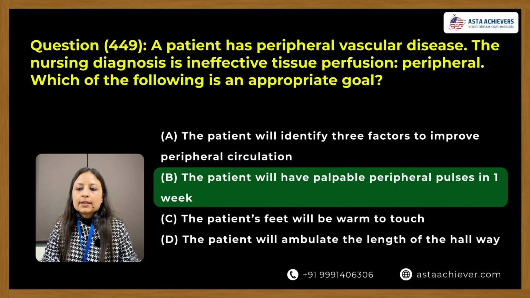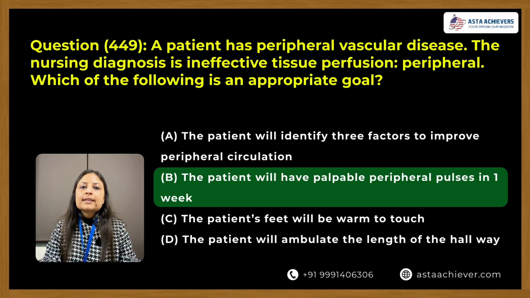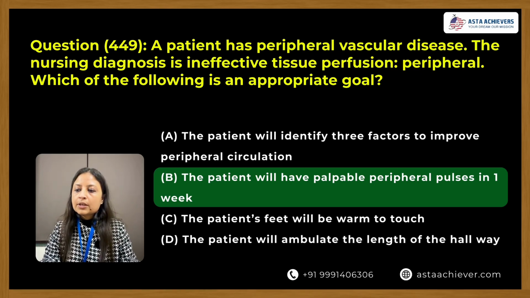Question number 449. A patient has peripheral vascular disease and the nursing diagnosis is ineffective peripheral perfusion. Which of the following is an appropriate goal? So option A, the patient will identify 3 factors to improve peripheral circulation. Option B, the patient will have palpable peripheral pulses in 1 week.